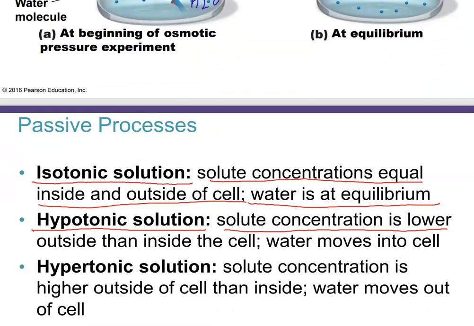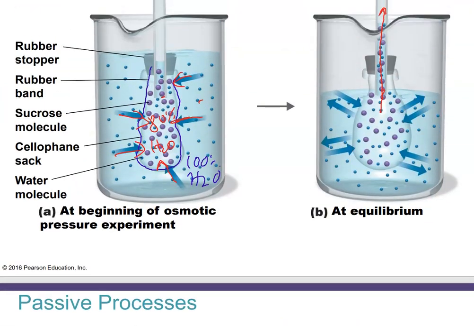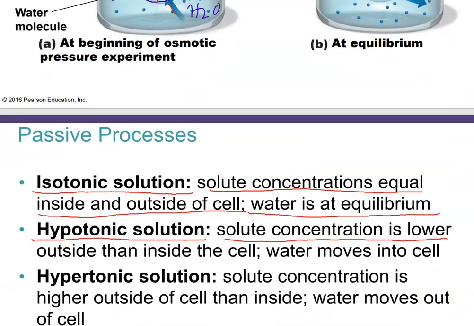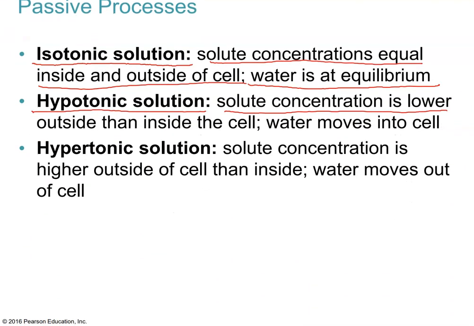So if I'm comparing the water on the outside to what's in the bag inside, then I would say the water is hypotonic in comparison to what's in the bag. If what's in the bag is my reference point, then I would say what's in the bag is hypertonic compared to the water on the outside. So these are relative terms.